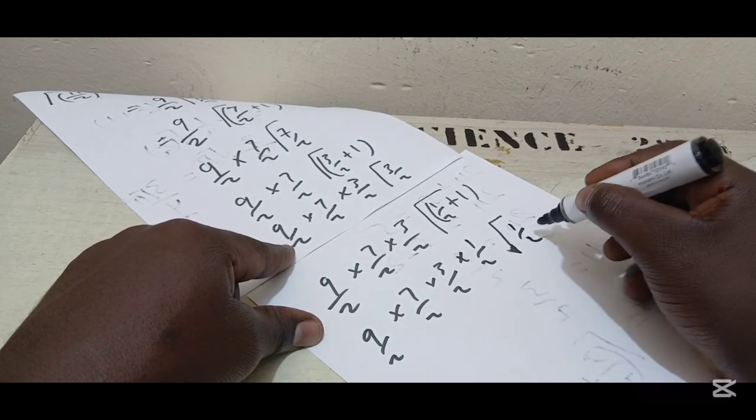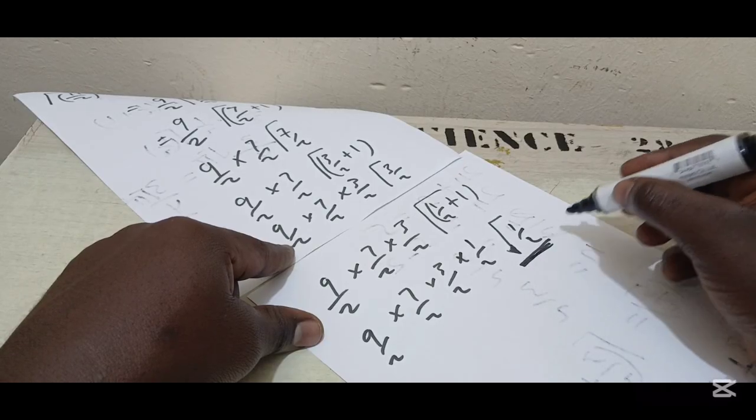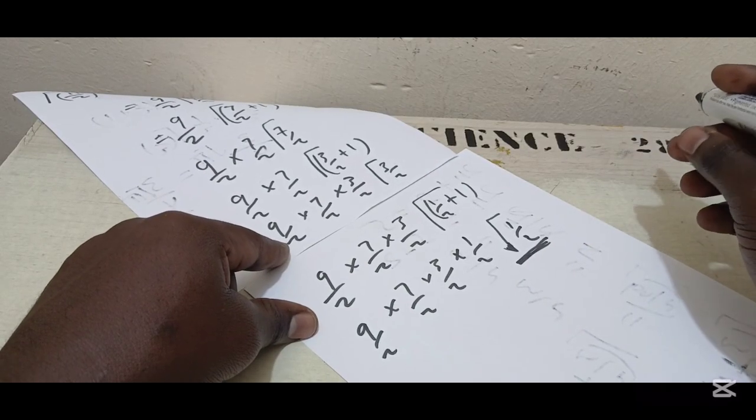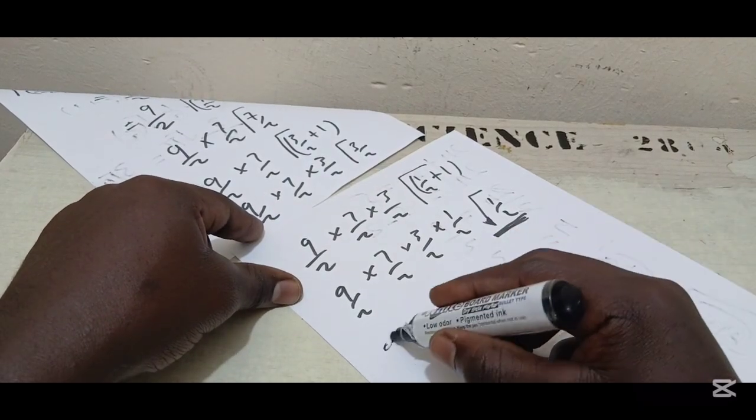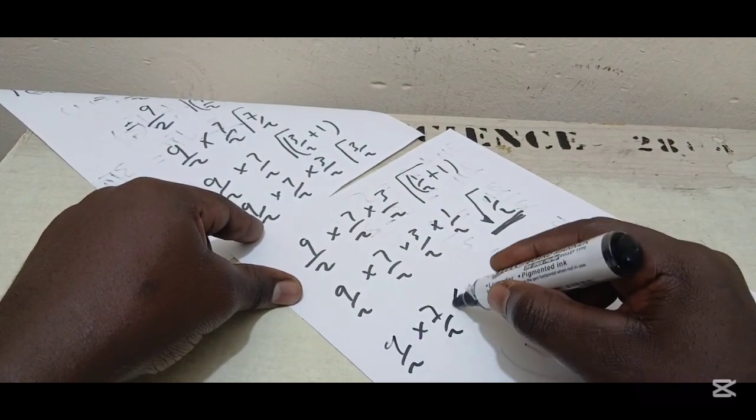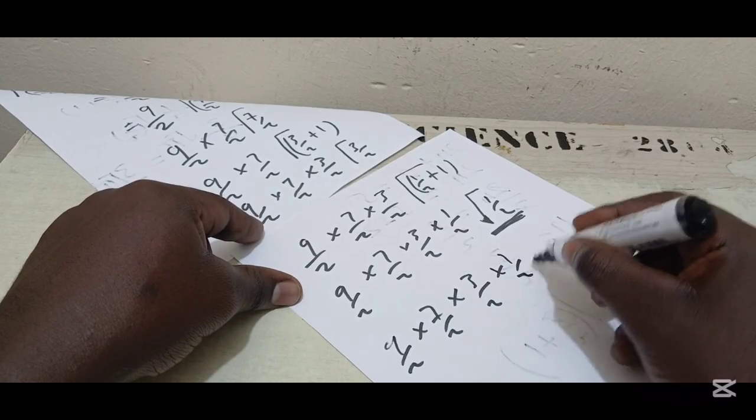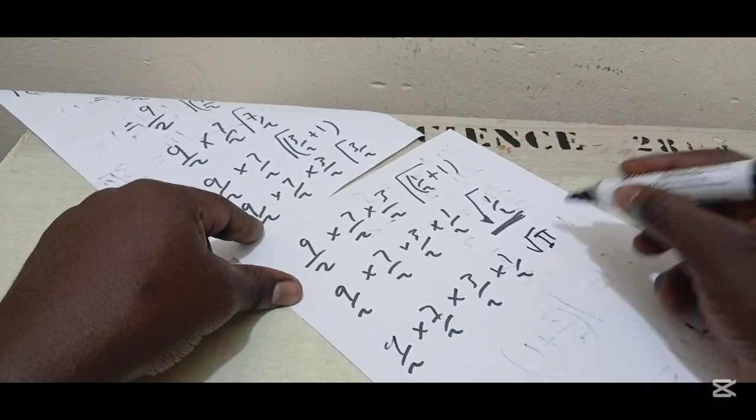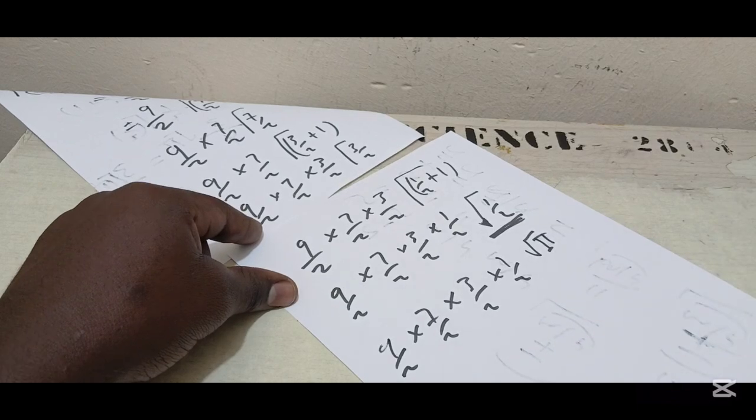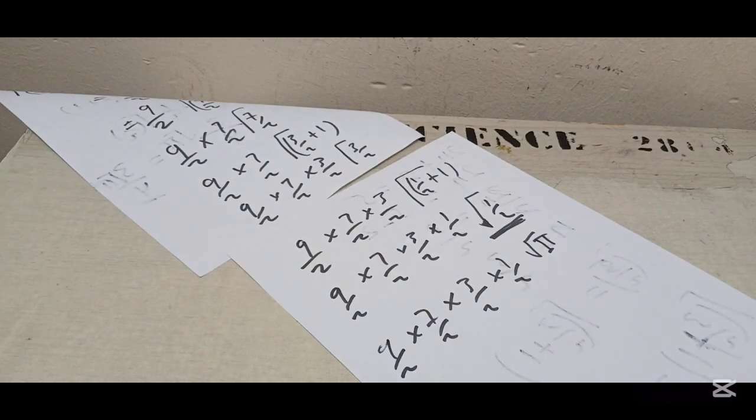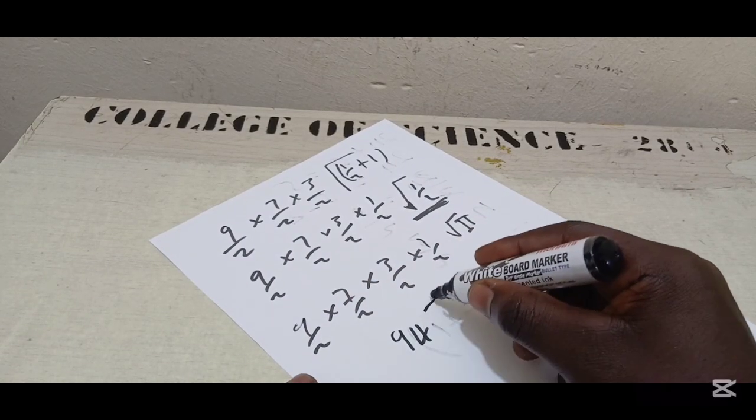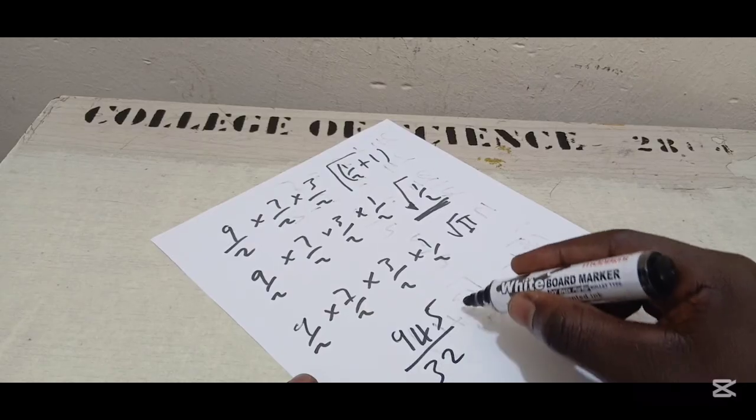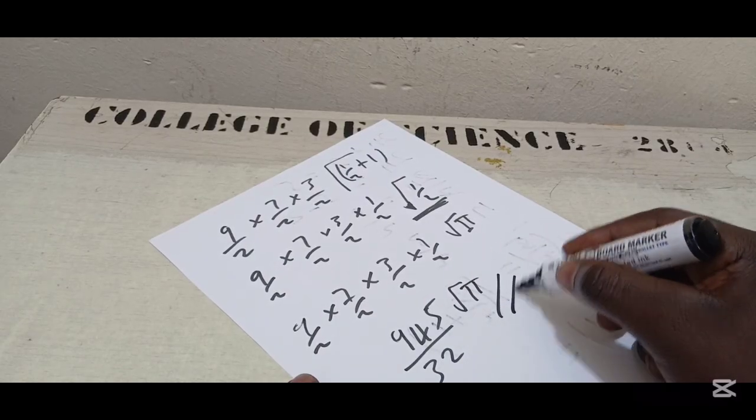gamma half. You could see that at this point, this constant, gamma half, is the same as square root of pi. So this is going to give us 9 on 2 by 7 on 2 by 3 on 2 by 1 on 2 square root of pi. Let me just multiply this and give you the answer. If you multiply everything right here, you're going to get 945 over 32 square root of pi. So this is our final answer.